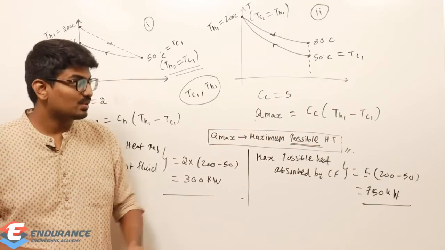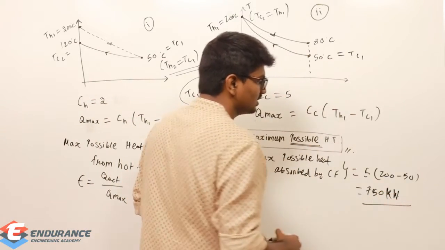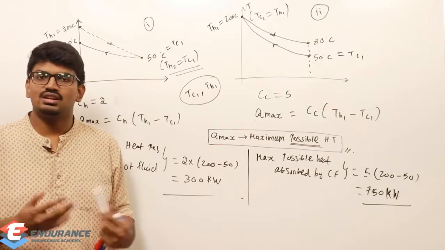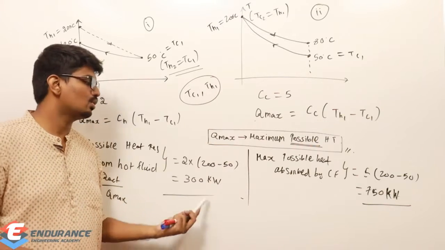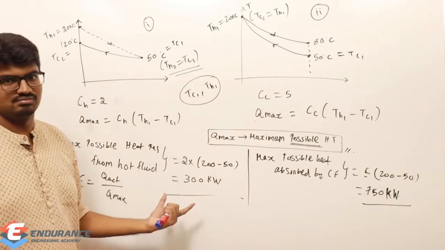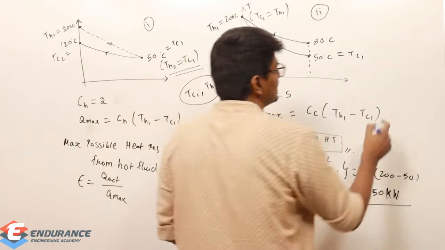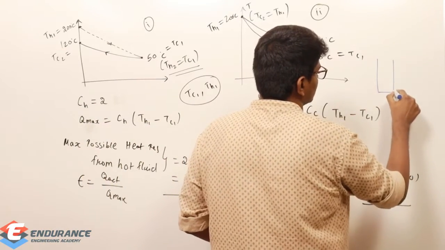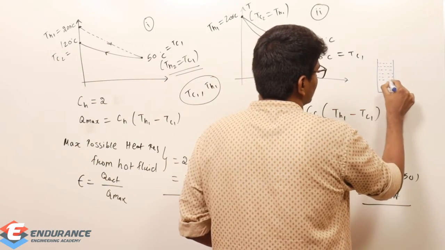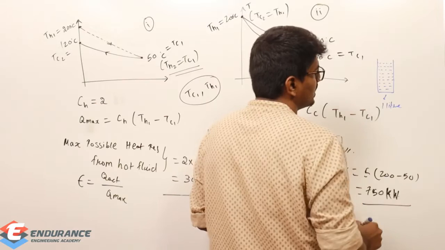If you are saying that Qmax is 750 kilowatt, I hope at least 50% of the students will say 750, and few of them won't say anything, and few of them might go with 300. The correct answer was 300. Why? First, let me give you an analogy. Let us consider a glass or a bottle which is having 1 liter of water.